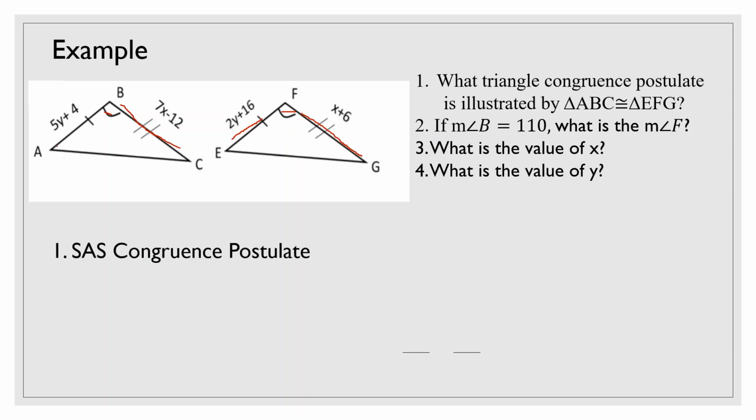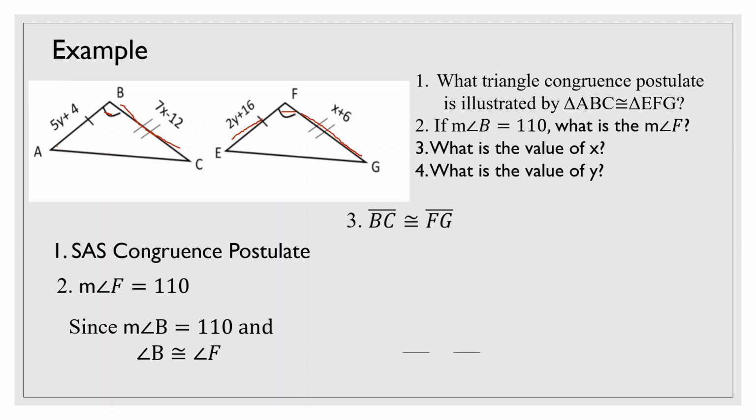For question number 2, if the measure of angle B is 110, what is the measure of angle F? A while ago, sabi natin that angle B is congruent to angle F. So, kung ang measurement ng angle B ay 110, ang measurement ngayon ng angle F will be 110. So, since the measurement of angle B is equal to 110, and angle B is congruent to angle F. Now, let's try to solve for the value of x.